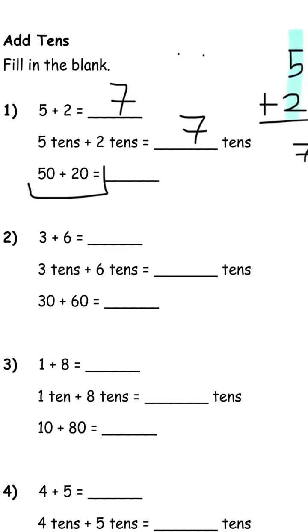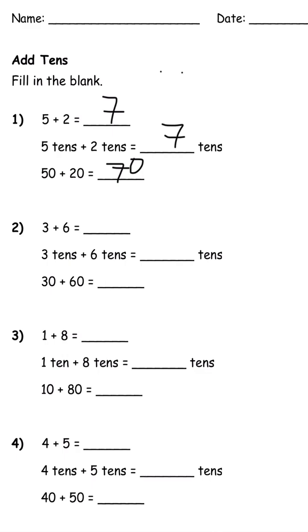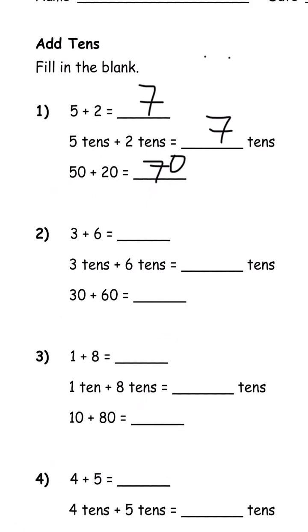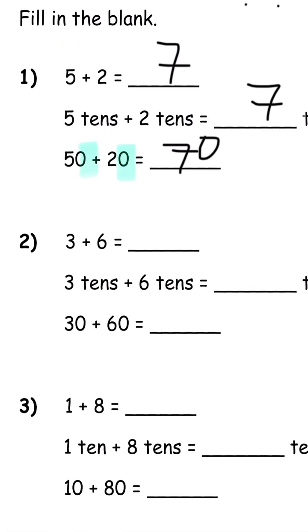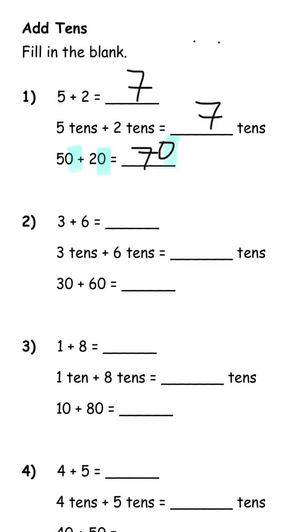So here, again, 50 plus 20, we did it already over here. That would equal 70. So when it's 5 plus 2, it's equal to 7, right? And that means 50 plus 20 is going to equal 70 because they have the zeros in the ones place, right? So this one's answer is also going to have a 0 in the ones place.